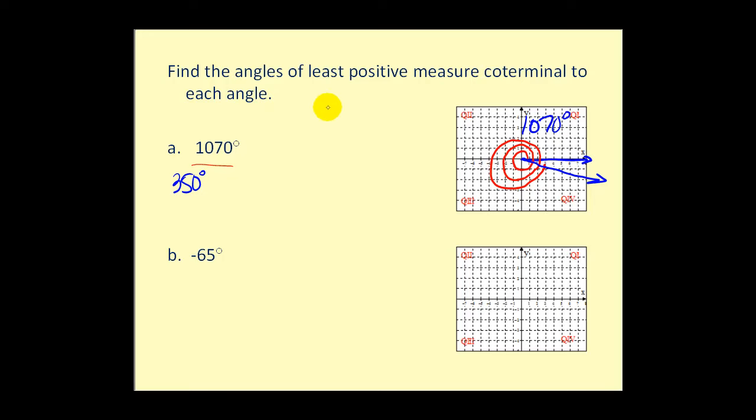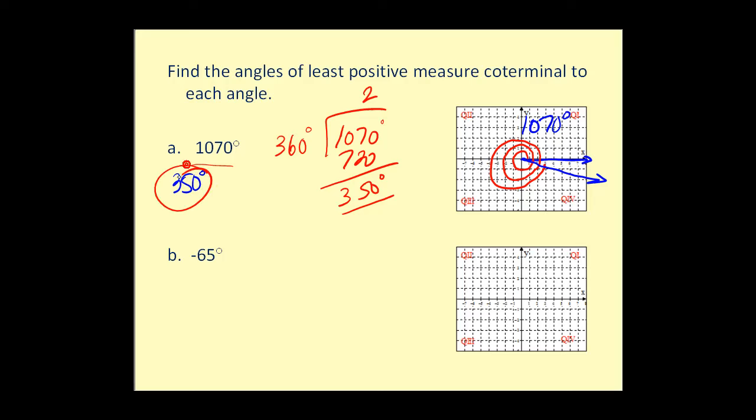Now another way to obtain 350 degrees would be to start with the initial angle and figure out how many revolutions are in this. So if we do this, 360 goes into 1070 two times, with the remainder of 350 degrees. And this remainder does represent our positive coterminal angle.